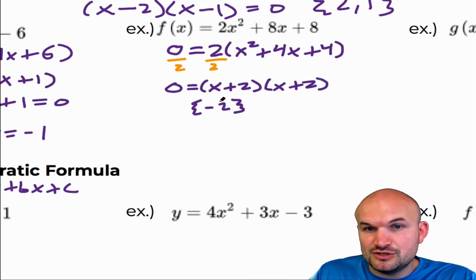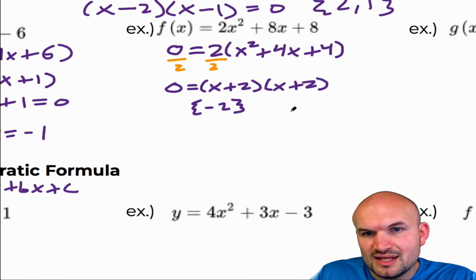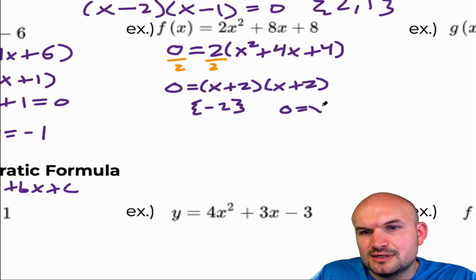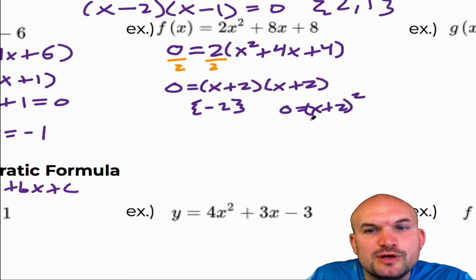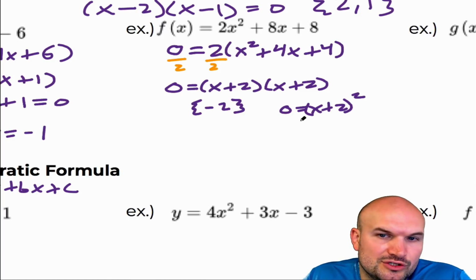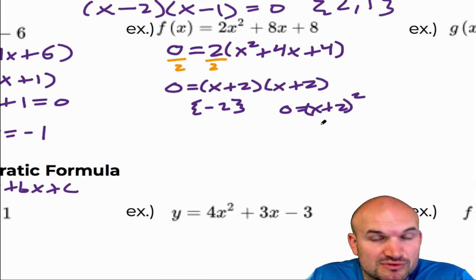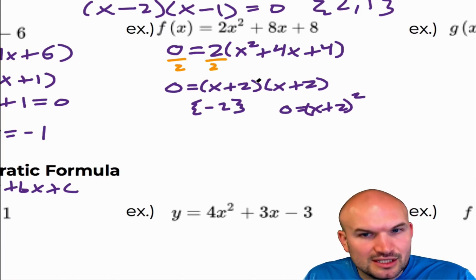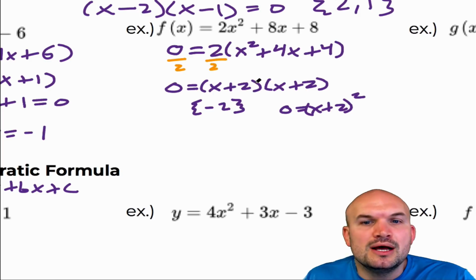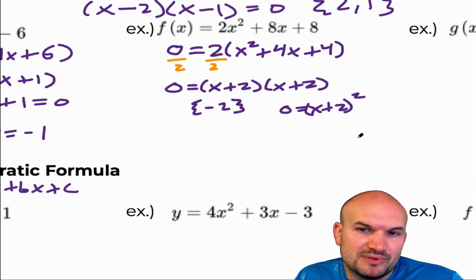I want to show you also, you could rewrite this as 0 equals x plus 2 quantity squared. And then in this case, we take the square root of both sides, and you get 0 equals x plus 2, and then you could subtract the 2 on both sides, and you get x equals negative 2. Still, it's going to be a repeated 0, negative 2 with a multiplicity of 2, but again, we'll get to that later.